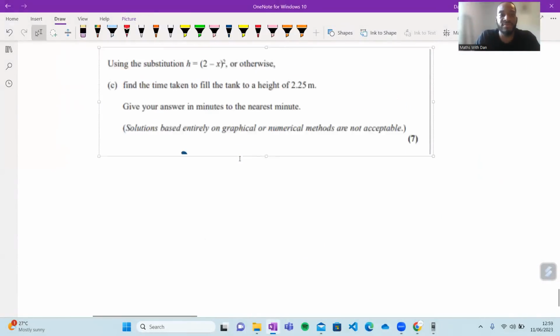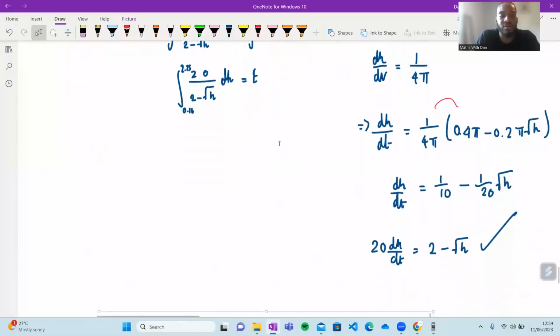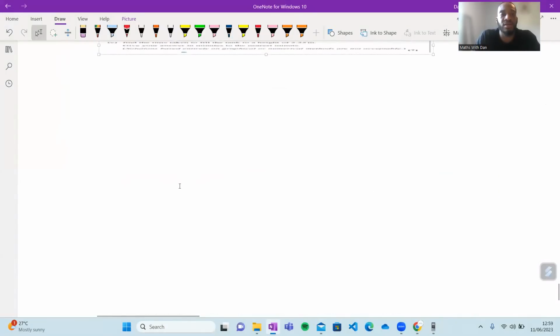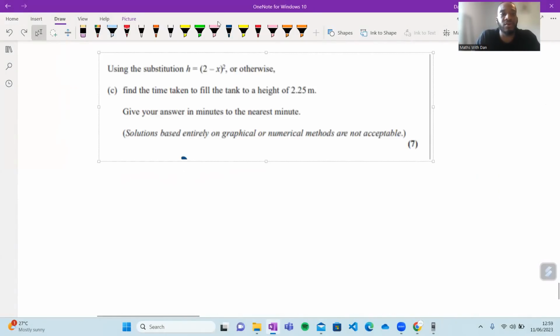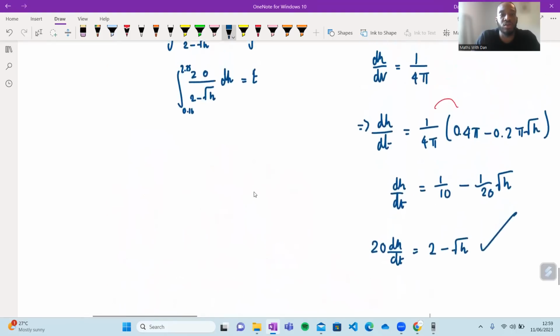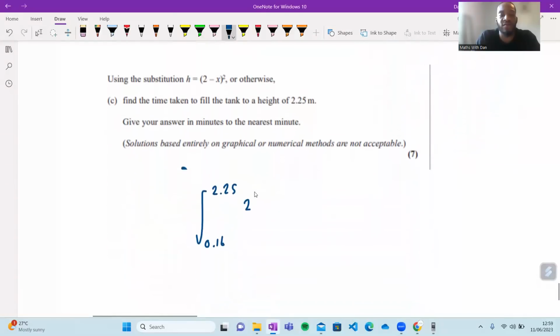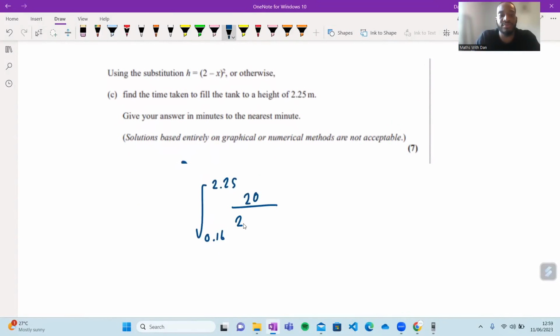Let me put this in. So we got this here. Okay, so it's the integral from 0.16 to 2.25 of, was it 20 or 2? 20. 20 over 2 minus root h dh. Now we're just using the substitution: h is equal to 2 minus x squared. So having a look at this one, guys, what are our thoughts on it?